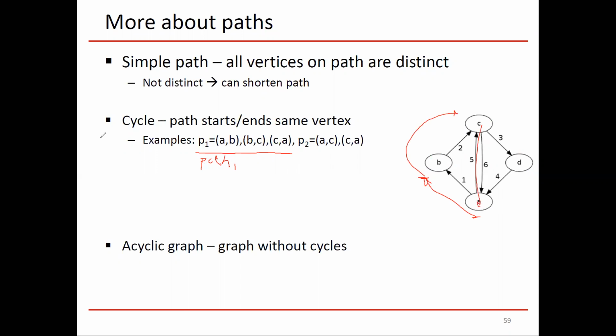And that's a cycle from A to itself. What about P2, path 2? We go from A to C, and from C back to A. Both of these are two different cycles that begin at A and end at A.